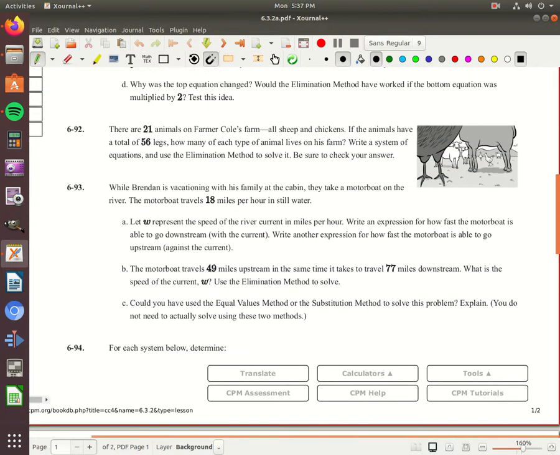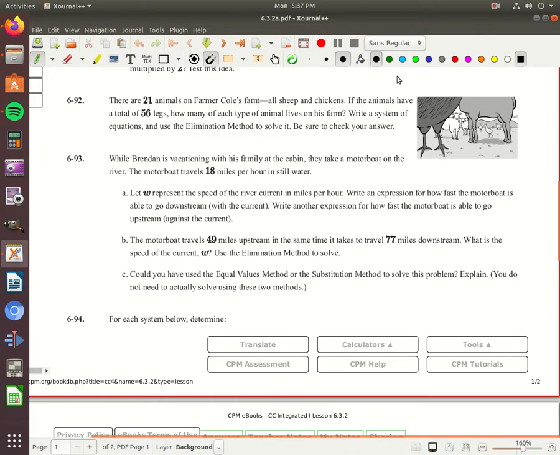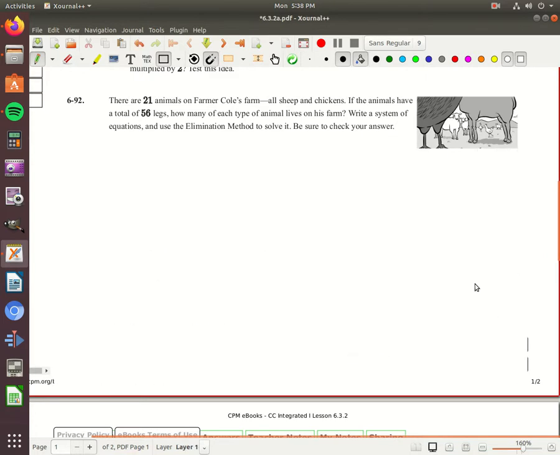So let's go ahead and go down to 6.9.2 and solve this word problem, the same way we always do. We're going to write a system of equations and define the variables. So 21 animals on the farm, all sheep and chickens. If the animals have 56 legs, how many of each type of animal live on the farm? So that's what we're looking for. We'll make S equal the number of sheep, and we will make C equal the number of chickens.